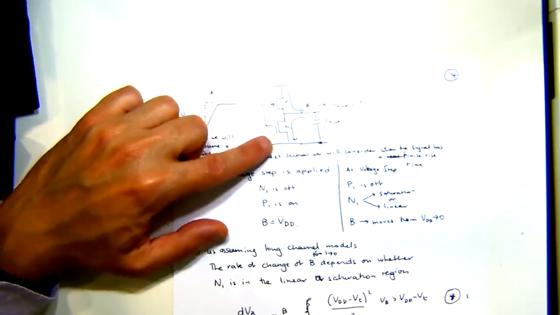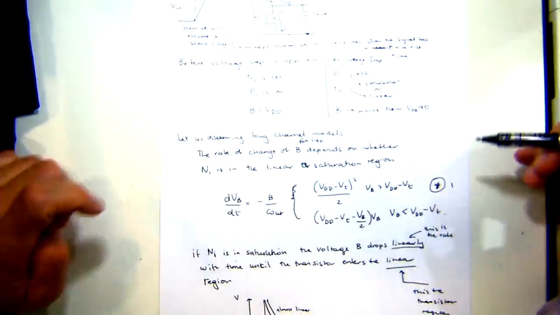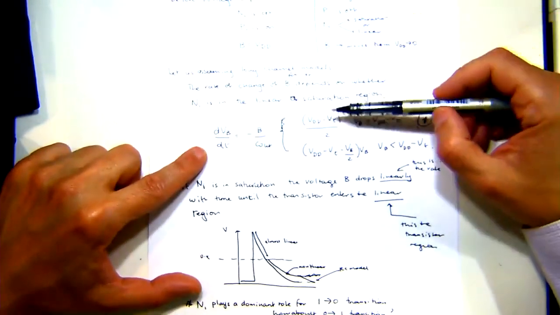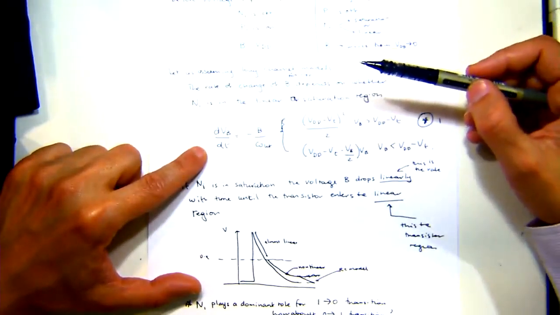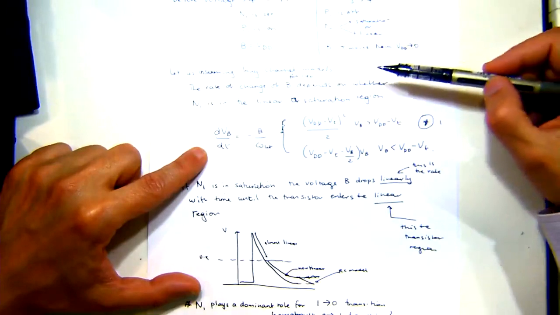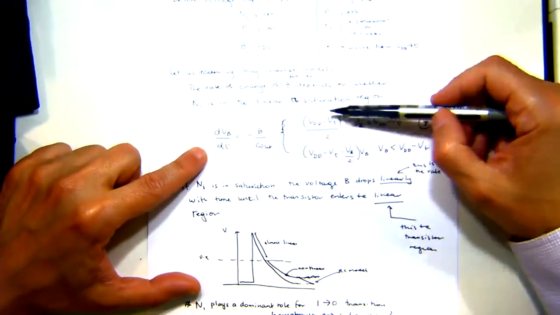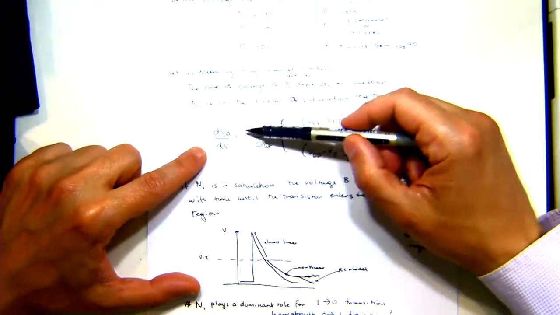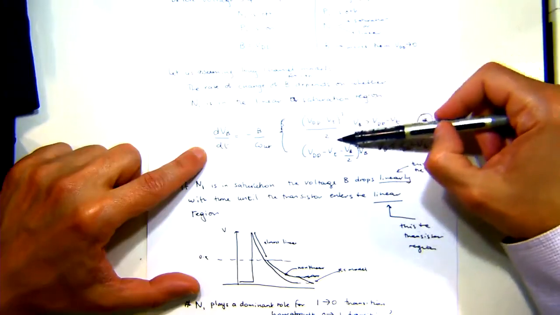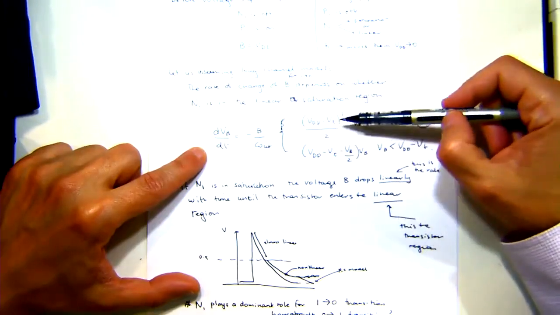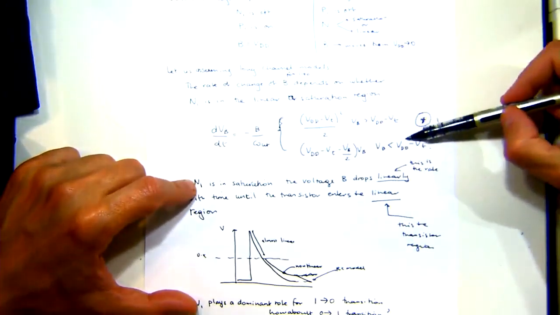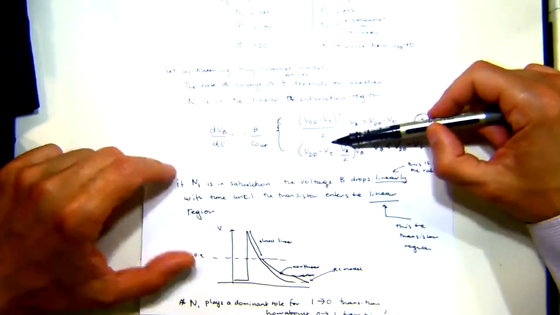So let's do a little bit of analysis. We know when we're in saturation what the current is, and we know how to write the current in terms of VDD and VT. So dV/dt is equal to some constant beta on C out times this term, which gives us the current when we're in saturation. And this is what happens when VB is less than VDD minus VT, when we go into the linear region.